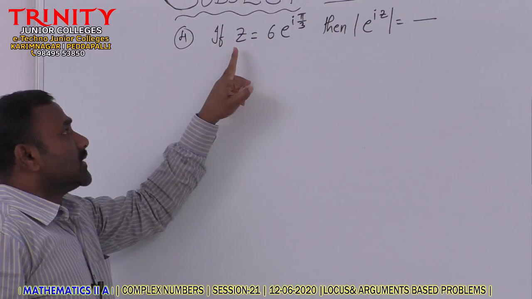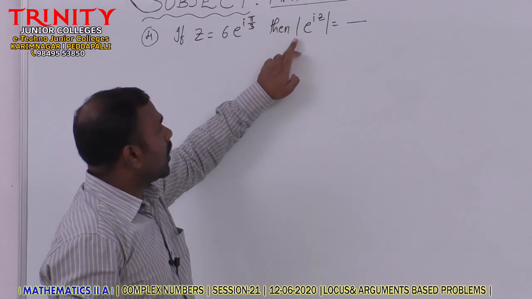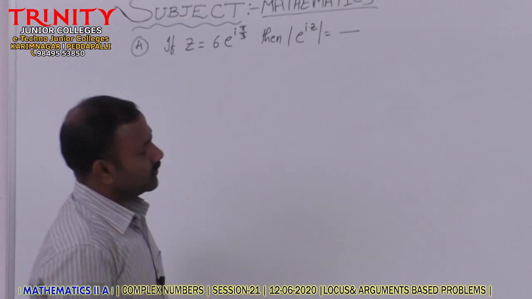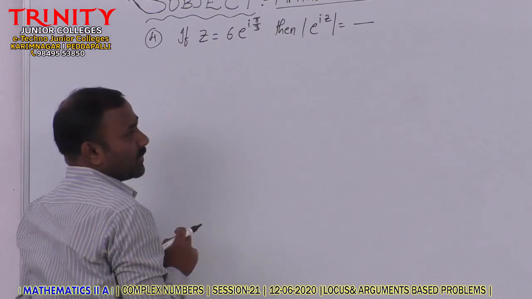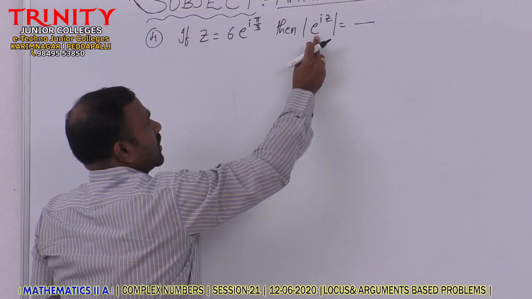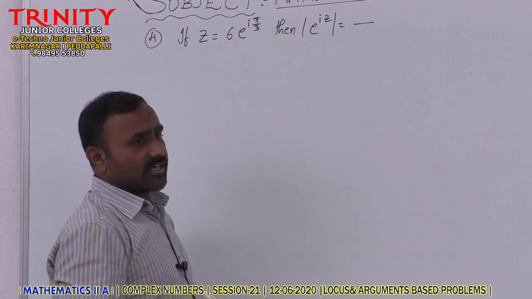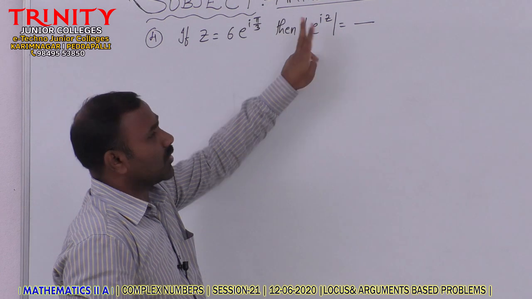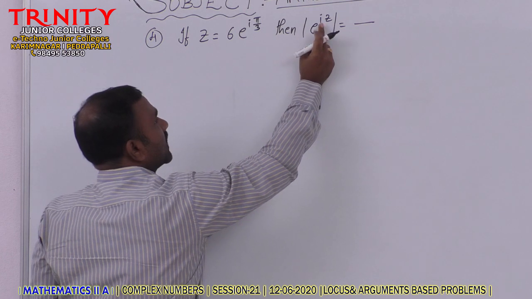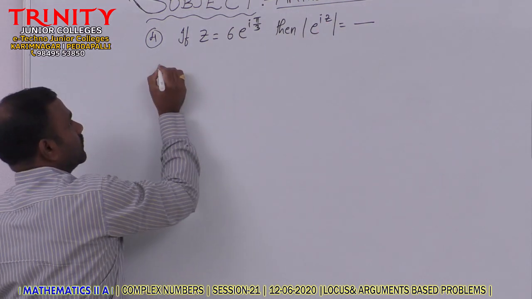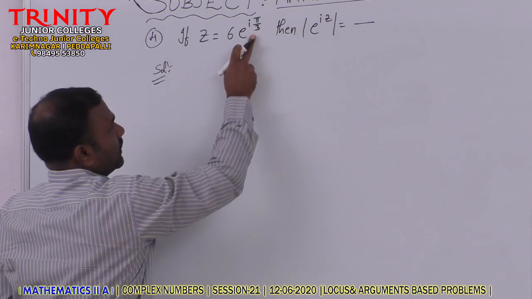If z is equal to 6 into e to the power of i pi by 3, then modulus of e power iz is equal to, it was given z is equal to 6 into e power i pi by 3. Then he was asking the modulus of e power iz. If it is the direct modulus of a complex number, then we can calculate directly. But he was asking the modulus of e to the power of iz. First we have to find what is the complex number represented by e to the power of iz. First, given z is equal to 6 into e power i pi by 3.